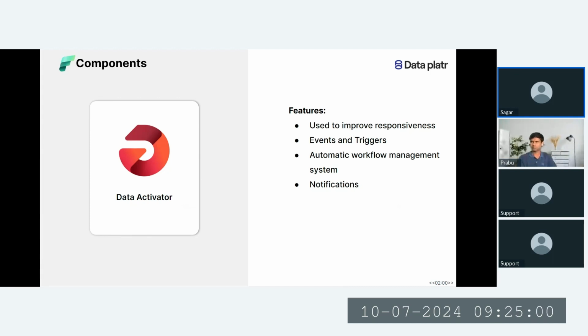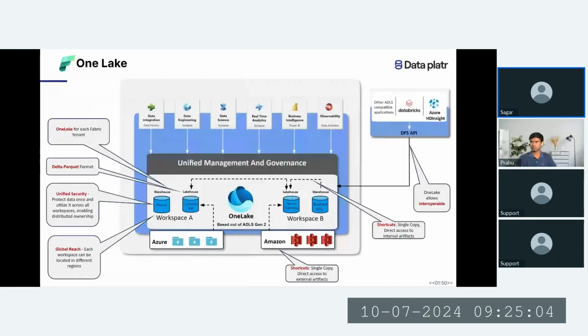So now let's look into the OneLake architecture. So what is OneLake? OneLake is a unified data lake that centralizes all your data storage needs. And it is based on ADLS Gen 2, which is Azure Data Lake Storage Gen 2. And it's a single repository for structured as well as semi-structured or unstructured data. So you can store all sorts of data formats in OneLake.